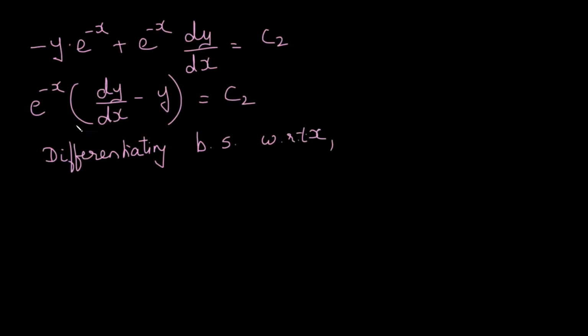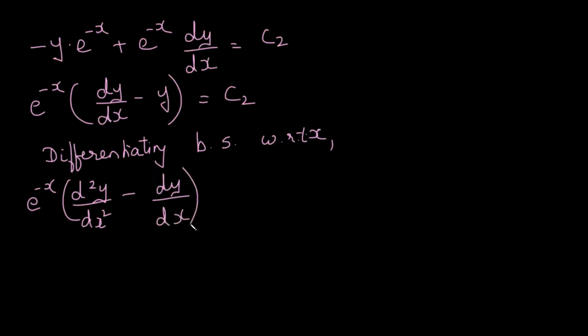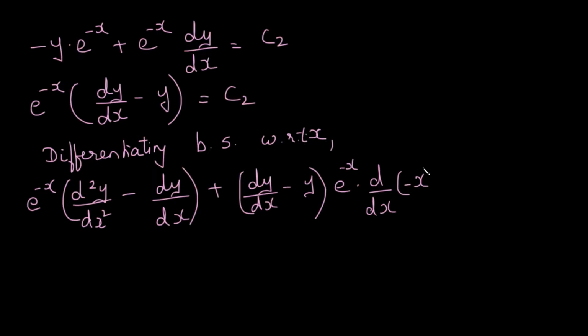Again here we are going to use the product rule because two terms are given. One term is e raised to minus x. The other term is what is there in the bracket. So using the product rule, we are going to get e raised to minus x as it is into, when we differentiate this bracket, dy by dx becomes d2y by dx2, minus y becomes dy by dx. Again plus, now the bracket remains as it is, dy by dx minus y, and the differentiation of e raised to minus x, which is indeed e raised to minus x, but we have to differentiate minus x once again by using the chain rule.